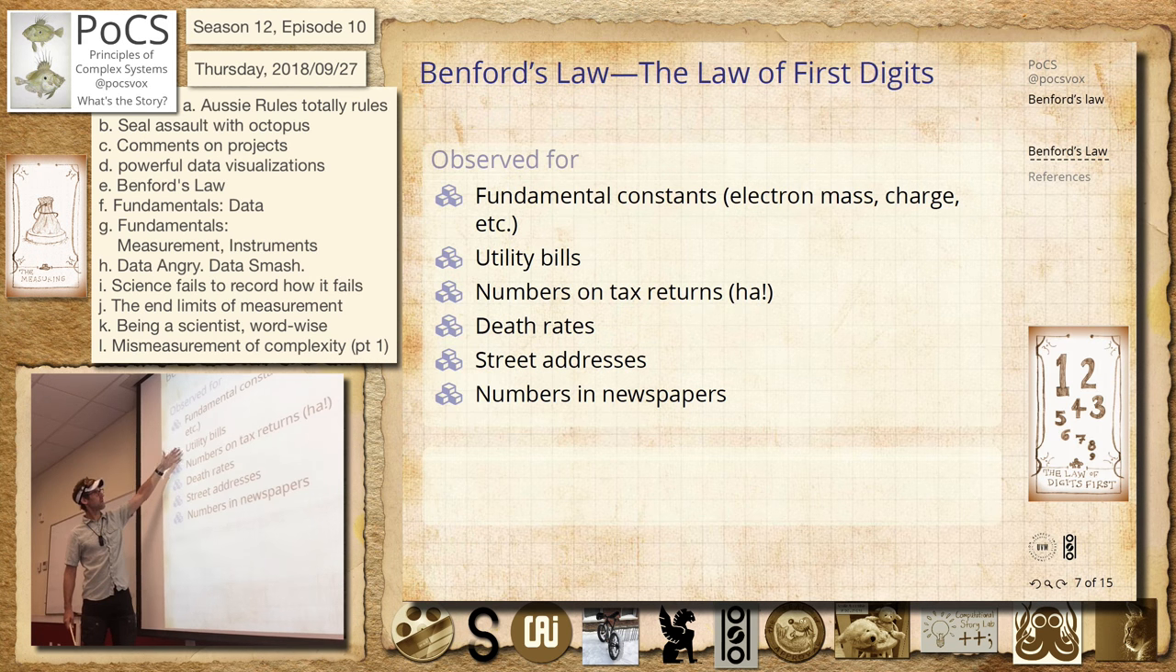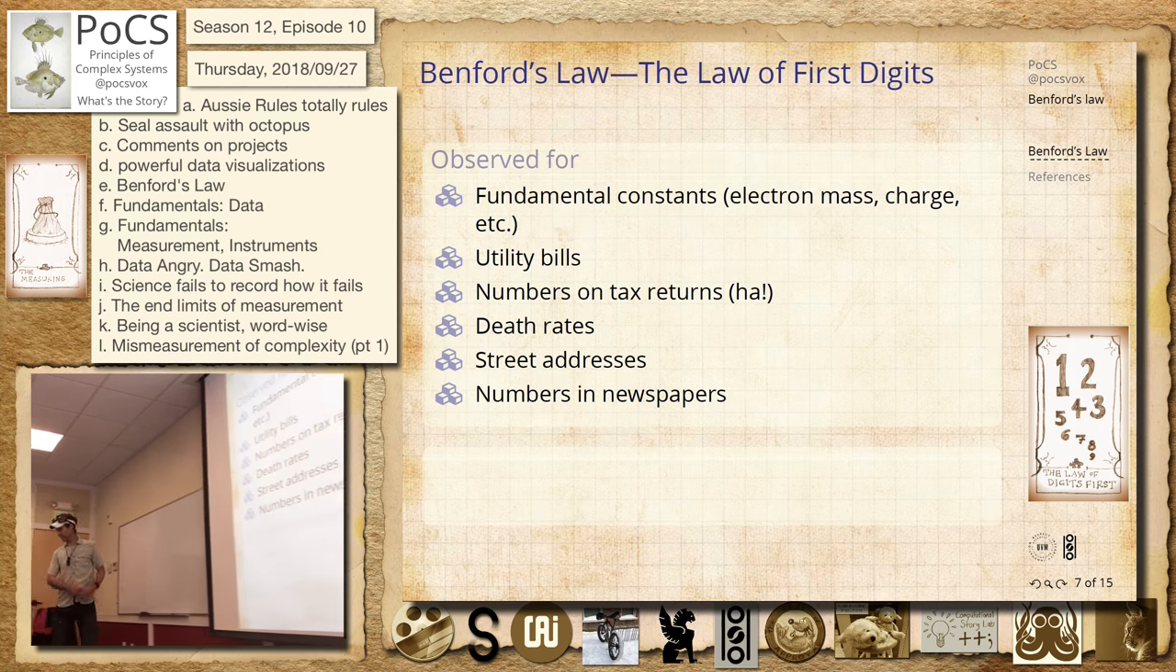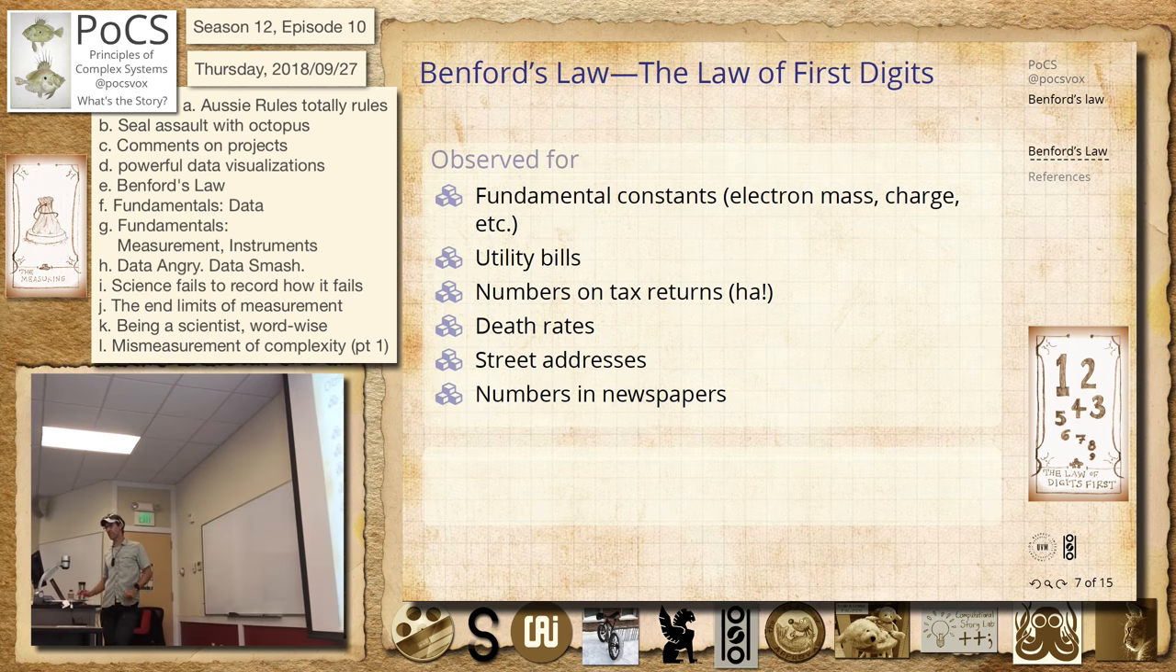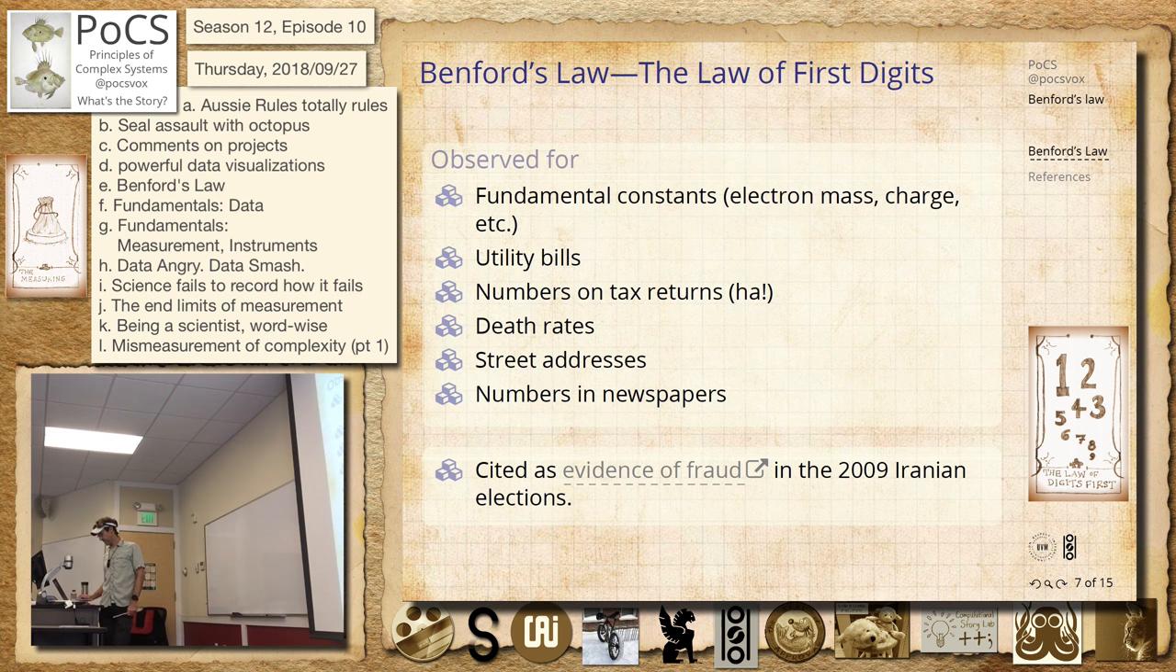Utility bills, right? So these are your gas bills and so on. Tax returns, that's a problematic area, because if you want to make up random numbers and play around with things, you don't do this. You wouldn't create a Benford's Law thing. Death rates, street addresses, just numbers in newspapers. Take the Wall Street Journal and get all the numbers out of it, a simple thing. So, you know, it's been used.